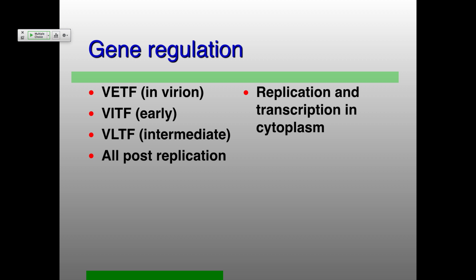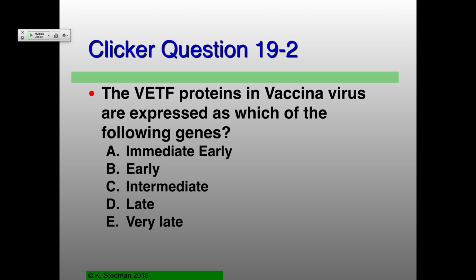I need a breath. So what does that mean? We'll ask you a clicker question. VETF proteins in Vaccinia virus are expressed as which of the following genes? Immediate, early, early, intermediate, late, or very late. Start. Let's get 100% again. 96 was close for the last one.